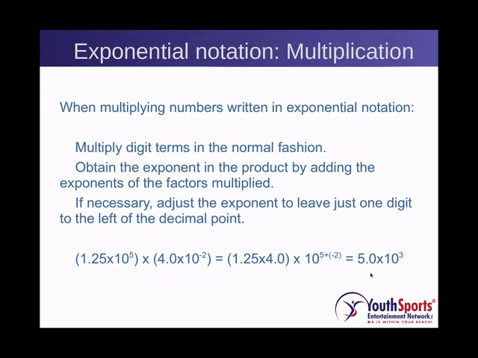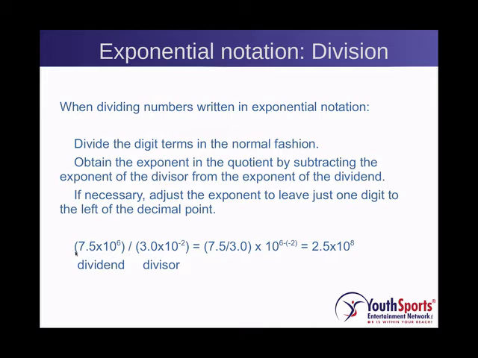When you're dividing numbers, for example, you've got 7.5 times 10 to the 6 divided by 3 times 10 to the negative 2. So 7.5 divided by 3, that is the left side. And for the exponents, you subtract the exponents. So 10 to the 6 divided by 10 to the negative 2 is 10 to the 6 minus the negative 2. When you subtract a negative number, you are actually adding it. So 10 to the 6 minus negative 2 is 10 to the 8th. And 7.5 divided by 3 becomes 2.5.